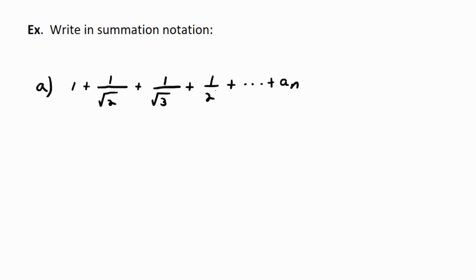So can we go the other way? In this example, can we write in summation notation 1 plus 1 over root 2 plus 1 over root 3 plus 1 half plus dot, dot, dot, plus whatever the generic a sub n is.